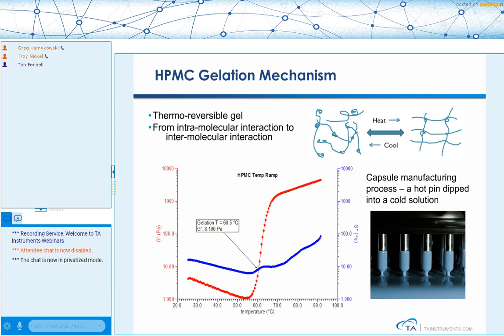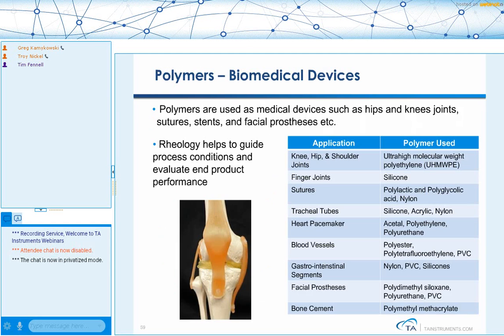But then at some point, the gelation kicks in, and now the storage modulus rises pretty dramatically. We get the crossover point again, and the material becomes fully cured. And the way that we use this information is that when people make these capsules, they'll stick a hot pin inside a cold solution, and you'll get the material gel against the pins.